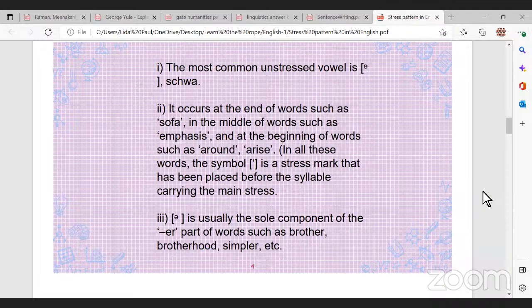So try to say it without that sort of stress. When we say stress, what we mean is you give a little more pressure, a little more strength, or you speak it a little more loudly. So don't speak it too loud. Like don't say around, say around. Okay, that's all. Around, arise. Don't make it so pronounced, right? Stressing basically means that.